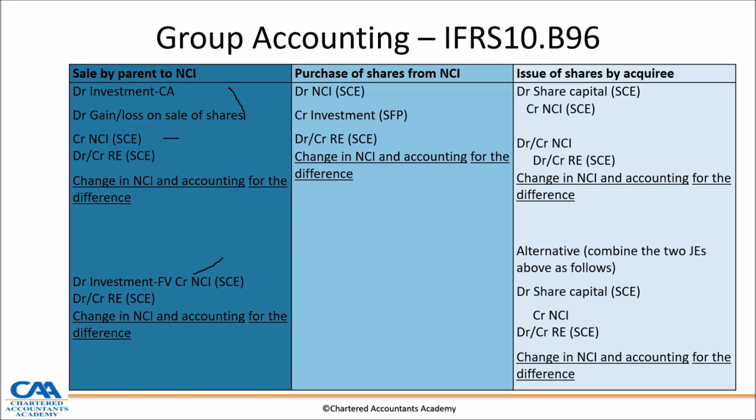If the change in NCI is caused by a purchase, remember what the parent did? They debited the investment, credited the bank. So in this case, a purchase by parent decreases NCI. How do we decrease NCI? We debit. So debit NCI, credit investment. The difference, the investment, which is the amount that we would have paid, gives us the gain or loss.